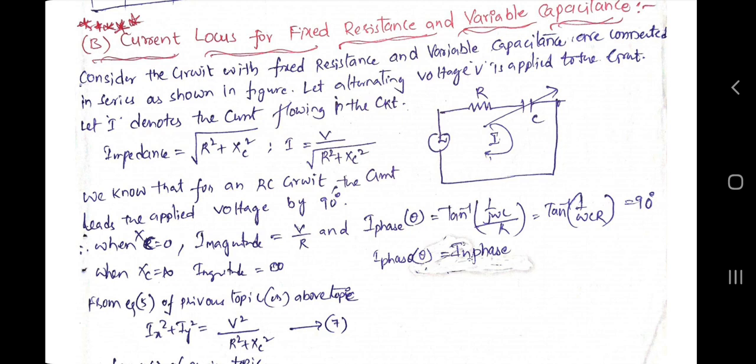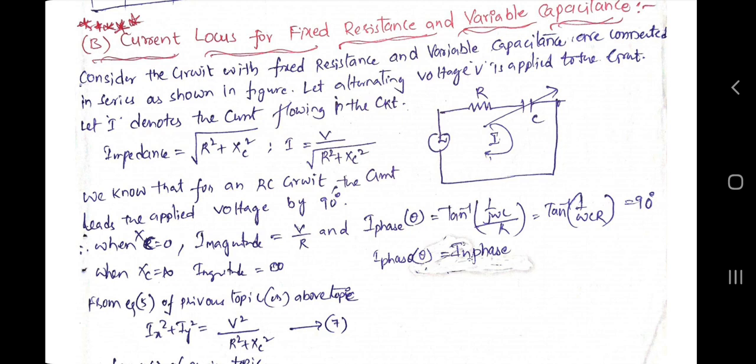Now, the current leads the applied voltage, because it is a capacitor, which leads the applied voltage by 90 degrees generally. When XC is varied from 0 to infinity, the magnitude is indicated here. When XC equals 0, only a pure resistor is there, so the magnitude is V by R, and the phase angle is tan inverse of 1 by omega CR. So plus 90 degrees is the leading.